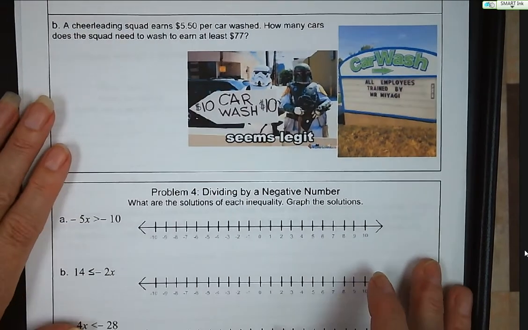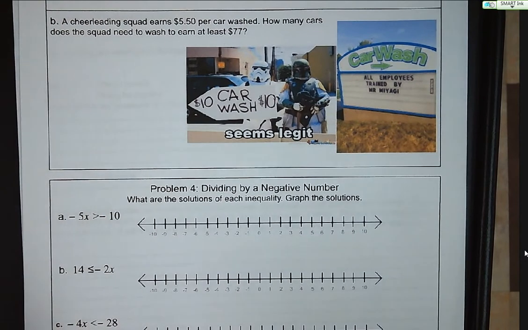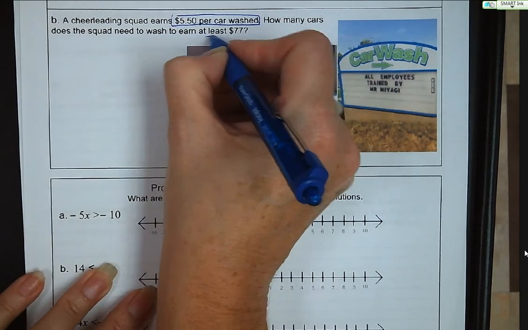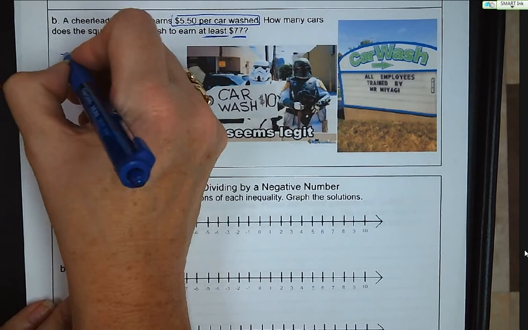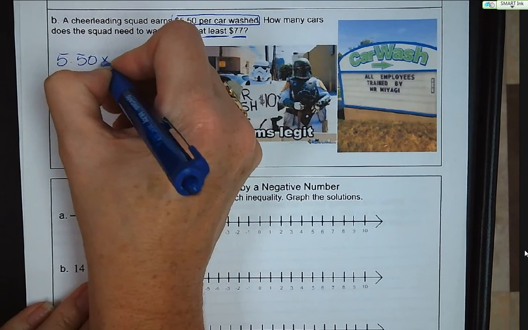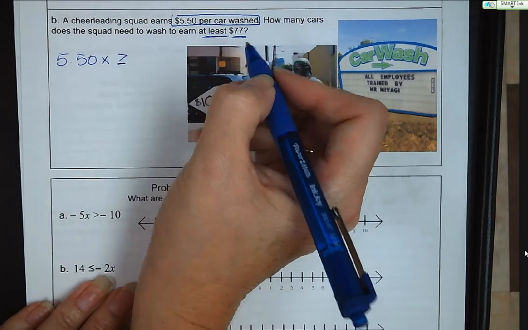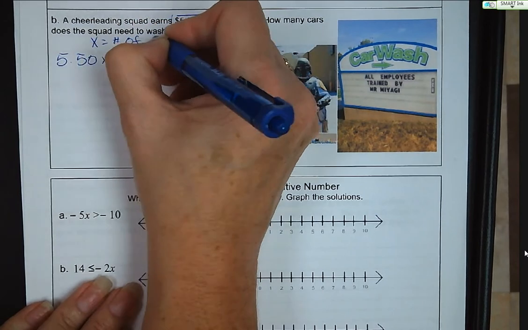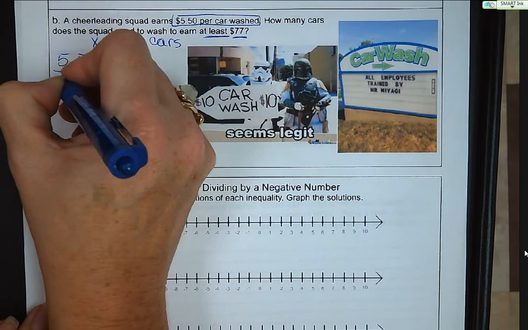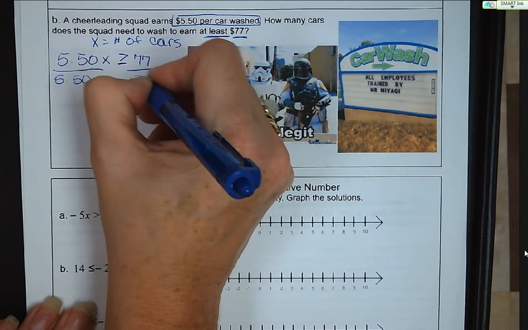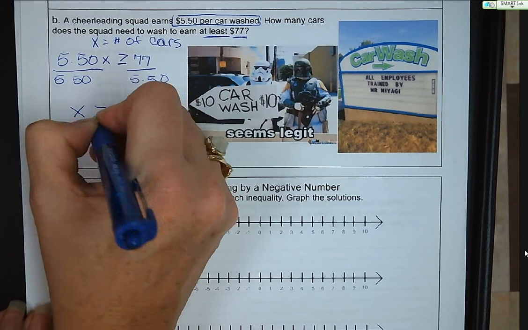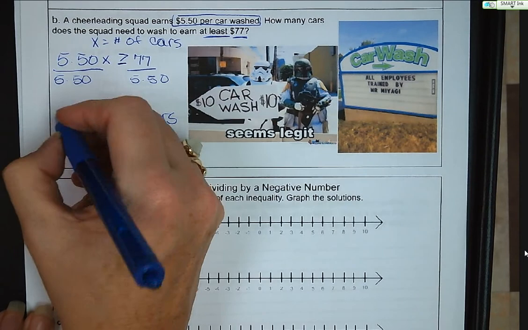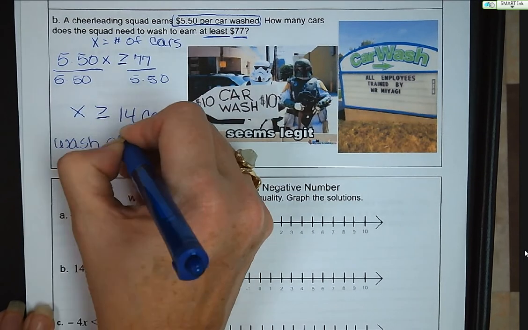All right, letter B, we have a cheerleading squad that earns $5.50 per car washed. How many cars does the squad need to wash in order to earn at least $77? So we have 5.50x is greater than or equal to 77 because they want to have more than $77. Divide both sides by 5.50. And you get that x is greater than or equal to 14 cars. So they need to wash at least 14 cars in order to make their target amount.